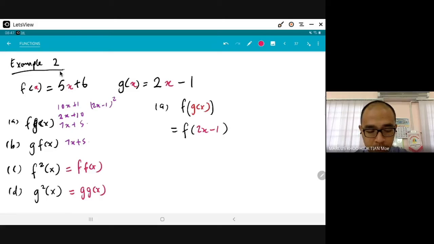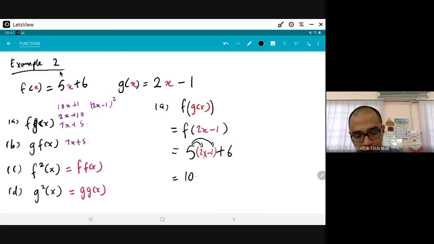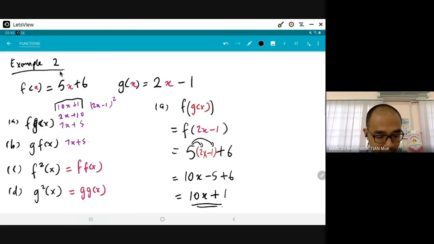Then we take a look at the f function. The f function is f of red equals 5 times red plus 6. Now my red is 2x minus 1. So I put the red into the red on the other side. My 5 and the plus 6 remain the same. Only the red I change. So this will be 5 times 2x minus 1, plus 6. After this it's normal maths. You can multiply it in. So I'll get 10x minus 5 plus 6, and I will get 10x plus 1. This is my final answer. So whoever answered this, it is correct.